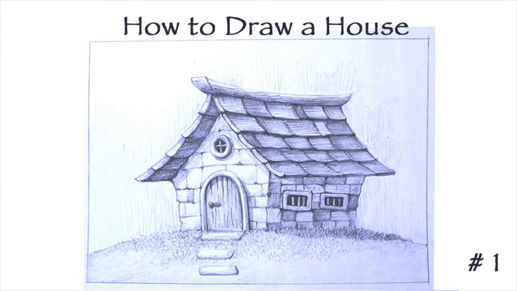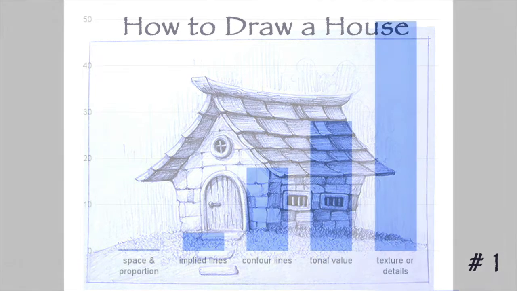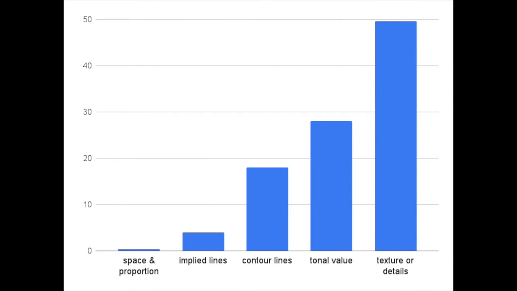Before starting the artwork process, I want to show you the time consumption of the formula. If we consider the whole artwork creation time as 100%, then the space and proportion marking part will take less than 1% of time. Implied lines will take nearly 5% of time, then contour lines 20%, tonal value nearly 30%. At last, texture and details will take nearly 50% of time. This is the way we have to use our time productively to produce a quality work.